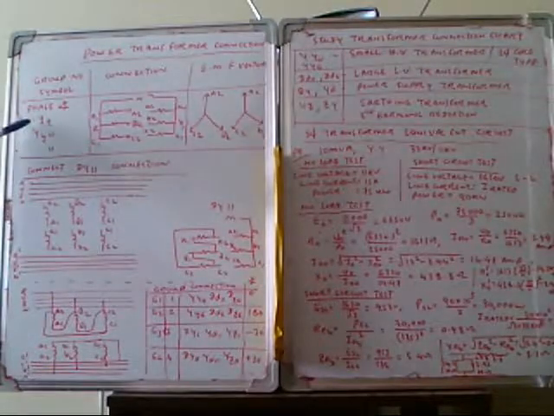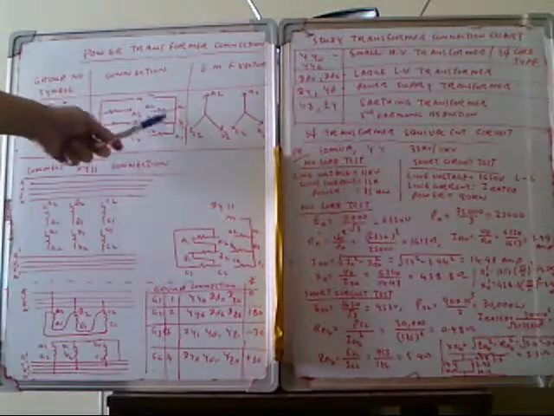Power transformer connection. A power transformer can be connected in star or delta. This connection is a YY0 connection. YY0 means the primary winding is connected in star, and the secondary winding is also connected in star.